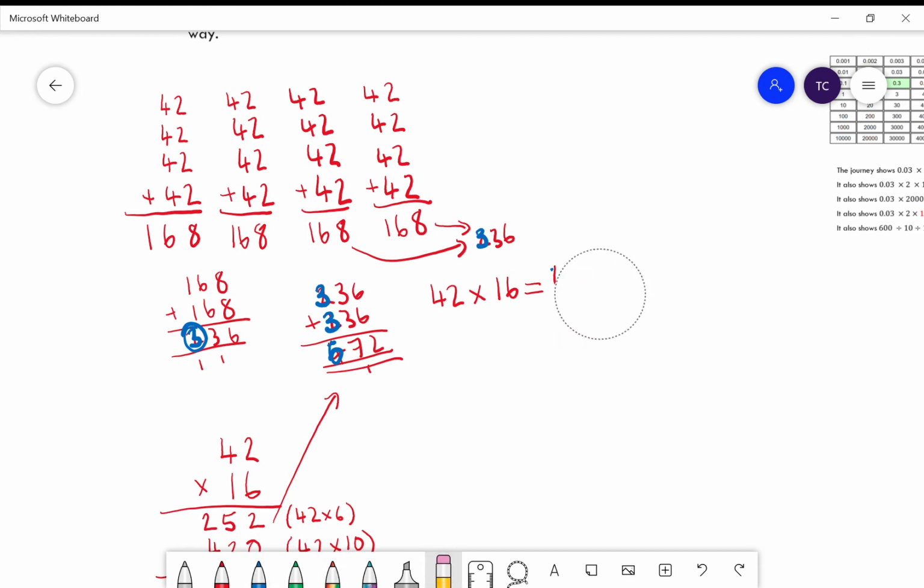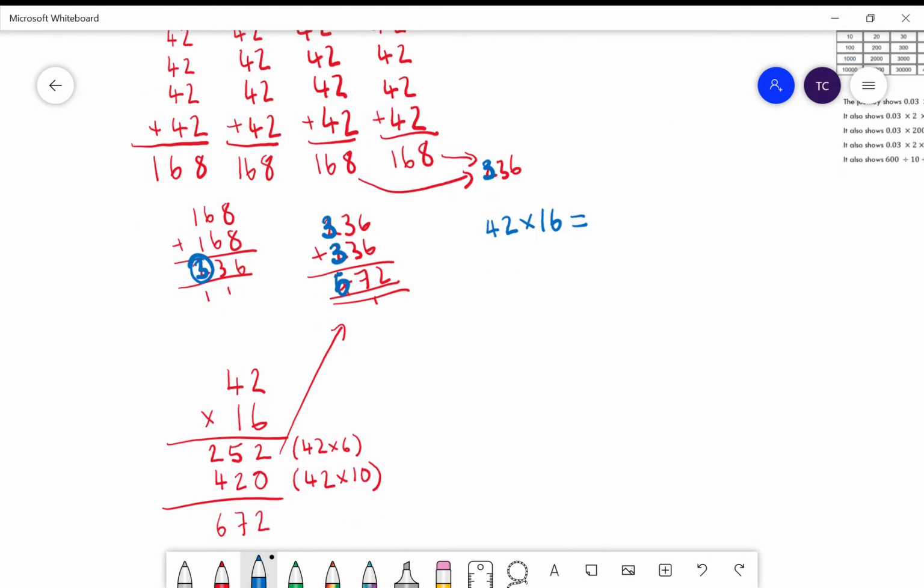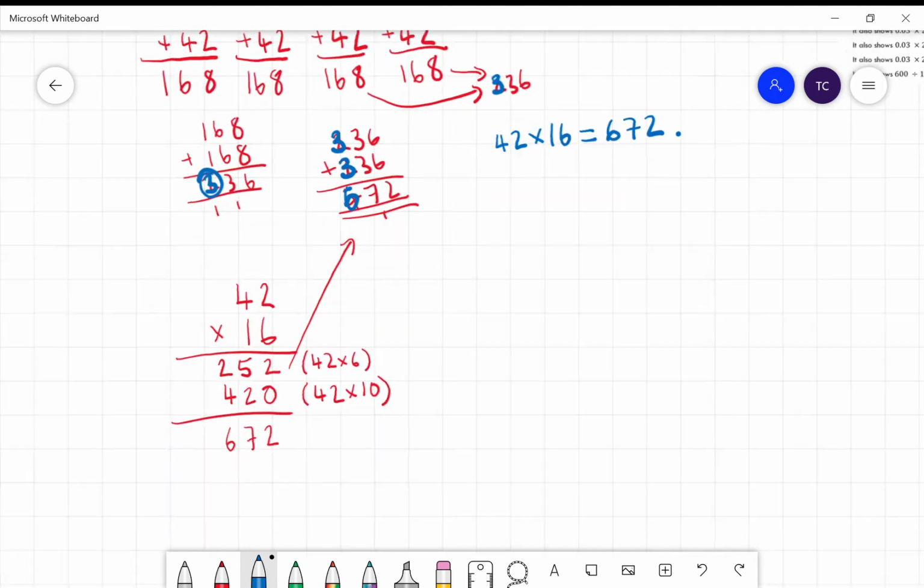So that was very silly of me, but these things happen, mistakes happen in maths, it's not a big deal. As long as we spot them, we learn from them. And that was 42 times 16 is indeed 672. So 672.